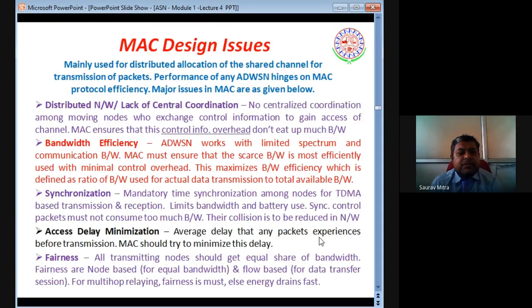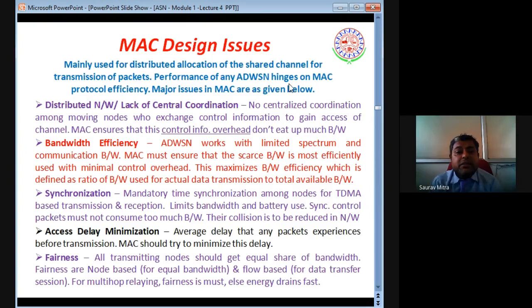Let's find out. There is a very important question: what are the different design issues of a MAC protocol? If you are trying to design a MAC protocol, how will the data be fetched from the same channel, the same air, by all the ad hoc sensor nodes? What rules do you have to design? Mainly, MAC design issues concern distributed allocation of the shared channel. This is very important. Shared channel means the same air and the same bandwidth are shared by all the nodes of the ad hoc wireless sensor network for transmission and reception of packets.